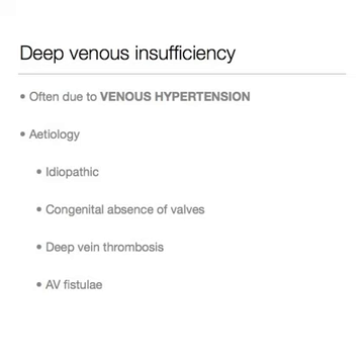Moving on to deep venous insufficiency. This results due to venous hypertension, which puts back pressure on the valves within the deep veins, resulting in valvular incompetence. It may also occur as a result of congenital absence of valves within the veins and secondary to deep vein thrombosis, as a thrombus within a deep vein may disrupt the valves within the vein and render them incompetent following resolution of the thrombosis.